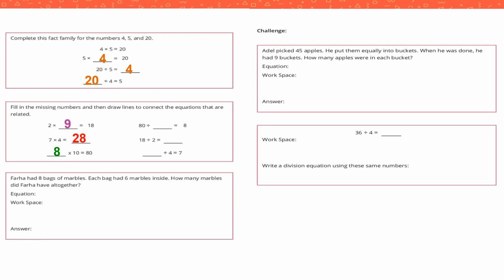80 divided by what? Give me 8. From this equation, which will help me. Yes, this. So 80 divided by 10 gives me 8. And here, 18 divided by 2 equals, which has 18 and 2, which family? Yes, this family will help me. 18 divided by 2 will give me, sure, 9. Here, what divided by 4 gives me 7? Which of these families? Yes, this family. 28 divided by 4 gives me 7.